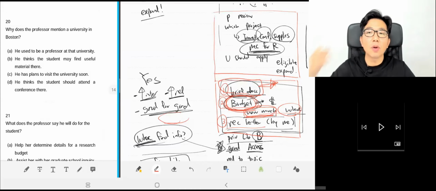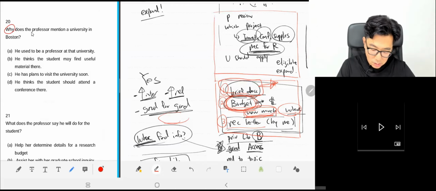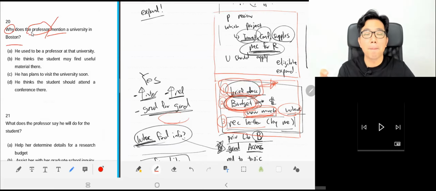Okay, let's continue. Question 20. Why does the professor mention a university in Boston? Because he graduated from that university, so he can give access to this private library in Boston that the professor thinks she can use to get relevant information, okay?